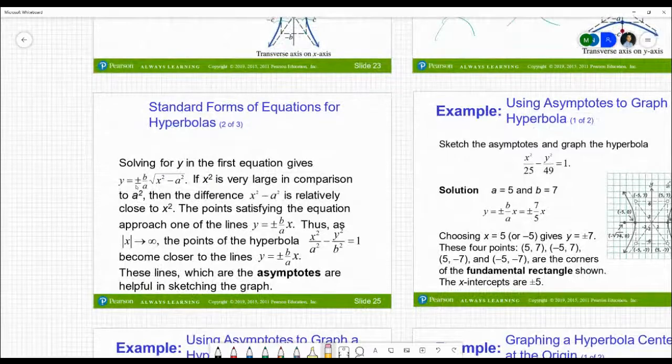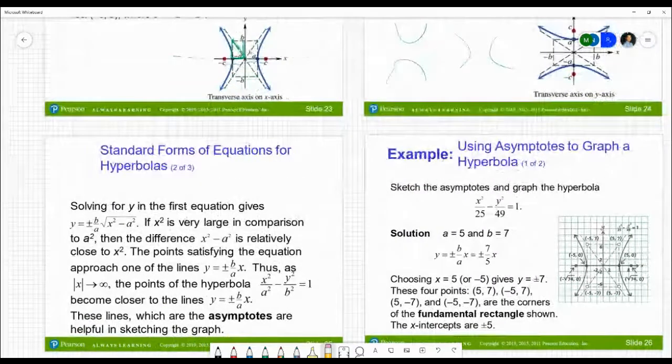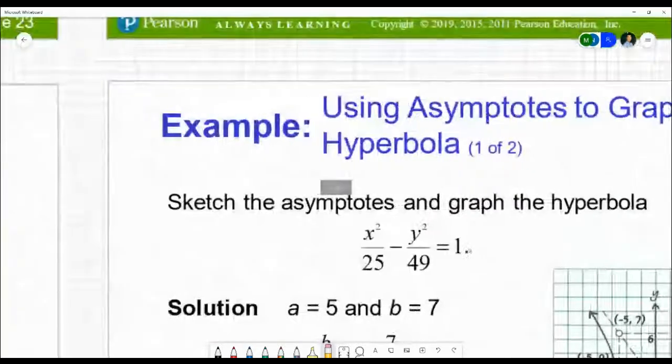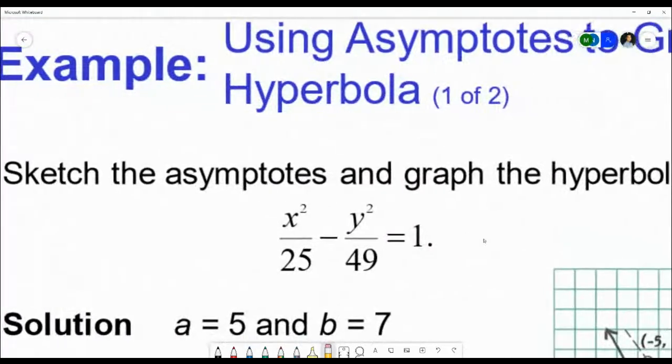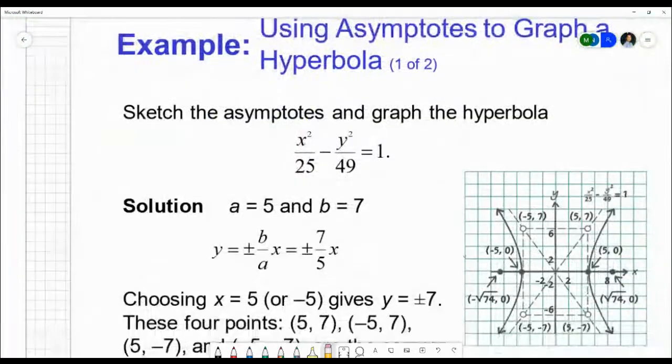All right, so here I'm going to tell you what the equation of the asymptotes is. I don't really suggest you memorize the equation of the asymptotes. I'll show you how to draw it without dealing with any equations. Okay, all right, so let's go over it, and you can see the nice picture here.